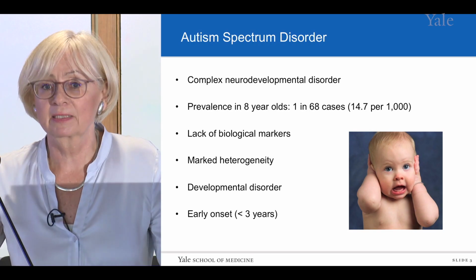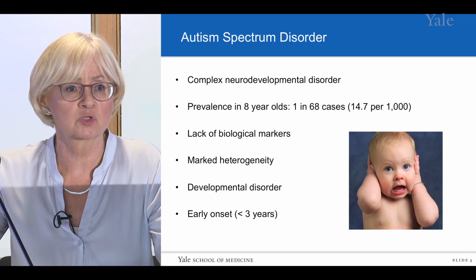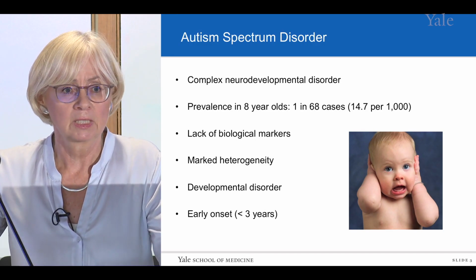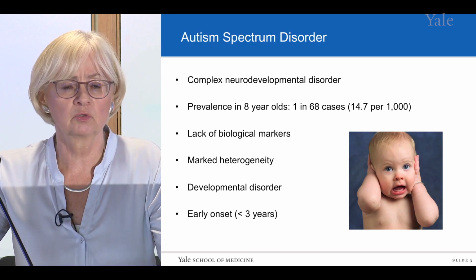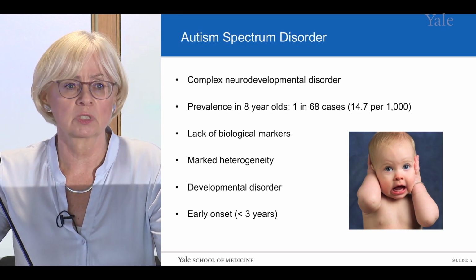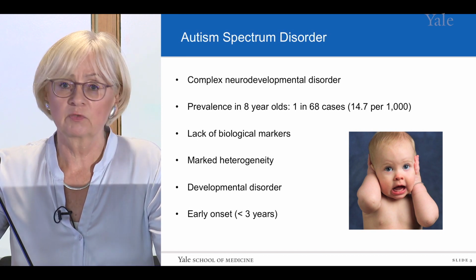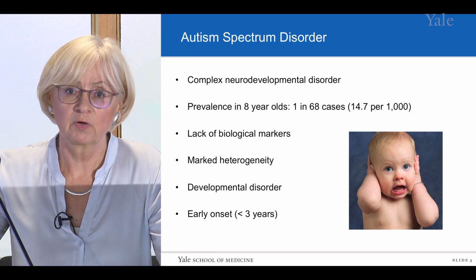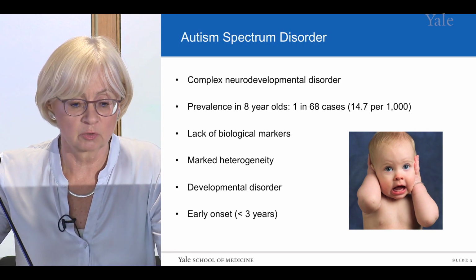Autism is a complex neurodevelopmental disorder. It affects in a profound way how children interact with other people. It also produces a series of very unusual behaviors having to do with rigidities, repetitive motion, and stereotyped interests. It's one of the most prevalent neurodevelopmental disorders, affecting 1 in 68 children in the general population.